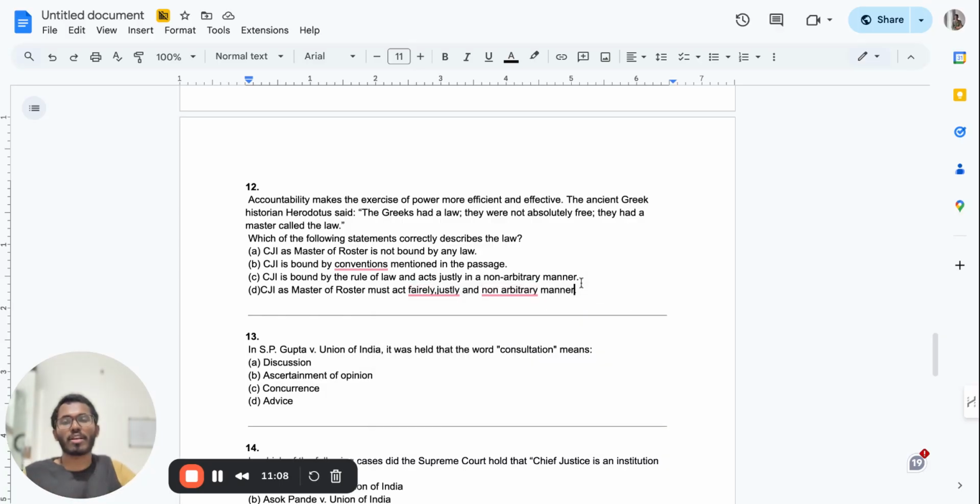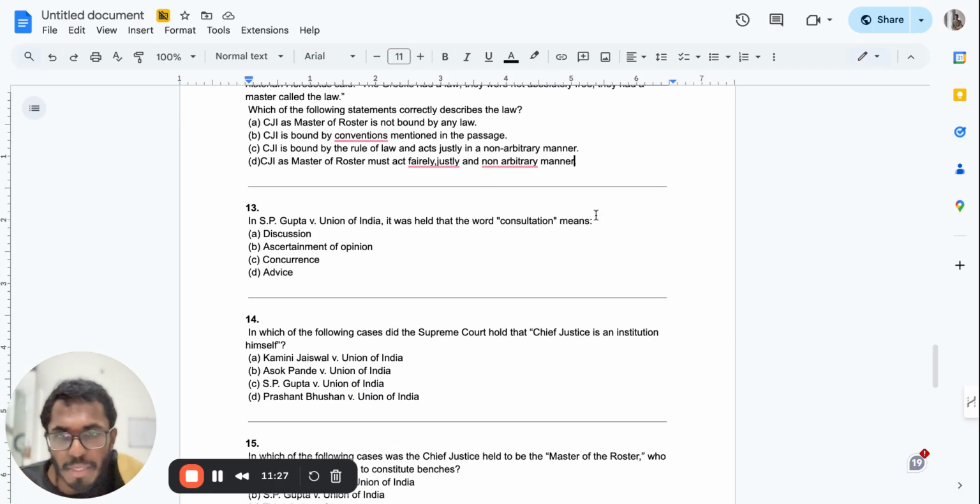Here, what do you mean by master of roster? The principle of master of roster is that the Chief Justice decides the bench formation and allocation. So what case should be heard in the Supreme Court will be decided by whom? By the Chief Justice of India. And that comes under which principle? The master of roster principle. Okay.